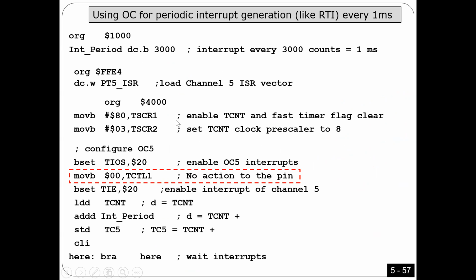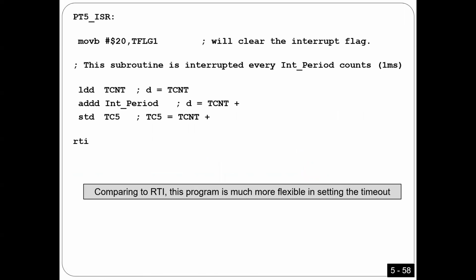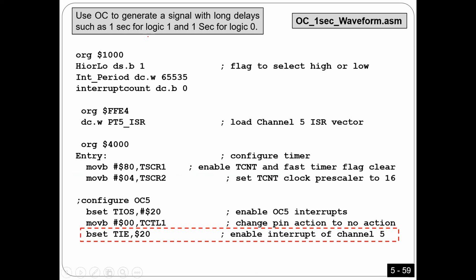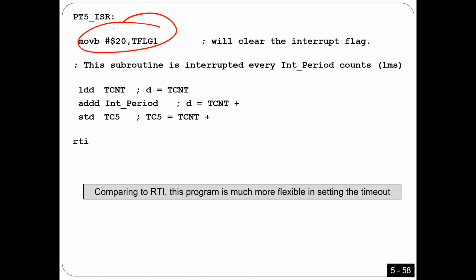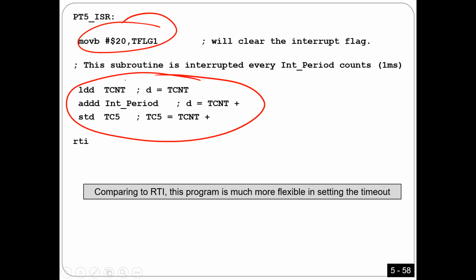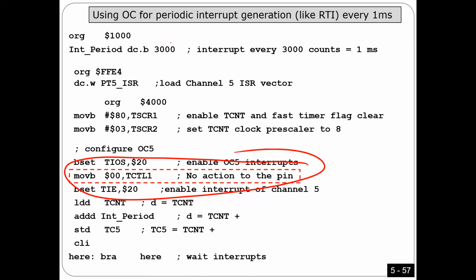And this is a program I think I have here somewhere. Yeah, this one. If you look at this program, guys, this is exactly similar to the program I have taught right now. The only difference you see here is that I just selected no action on the pin. So no action will be taken on the pin. Also, you see here in the interrupt subroutine, for sure, you have to clear the flag bit. And every interrupt, TC5 should equal TCNT plus the interrupt period, which is a variable. This variable, I put it here as 3000.